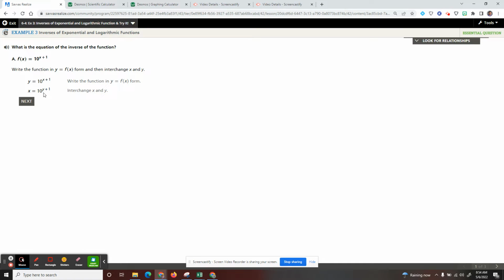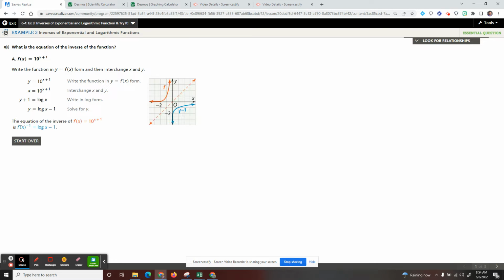Now we've got x equals 10 raised to the power of y plus 1. Then the whole goal is to solve for y. So we're going to go from exponential form to log form, right? This is now log base 10 of x is equal to y plus 1. I'm solving for y, so I would just then subtract 1. So then y is equal to log of x minus 1. And if you look at them on the graph, they are inverses.